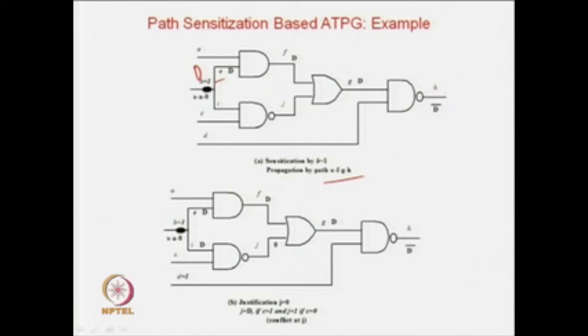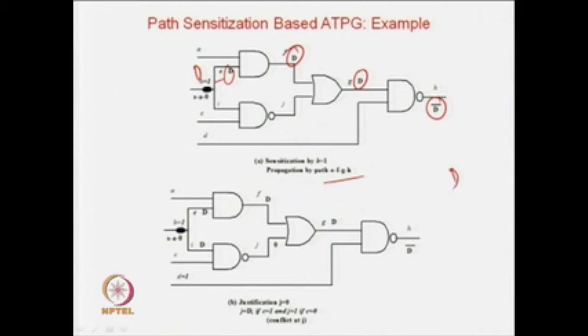So, the value of D we are going to get here, AND gate. This is not a non-inverting gate, this the value will be there. Again we are propagating this path, this OR gate and NAND gate are non-inverting gates. So, D will be propagated. Now, you can see that this is an inverting gate, NAND gate. So, the value will be D prime over here.